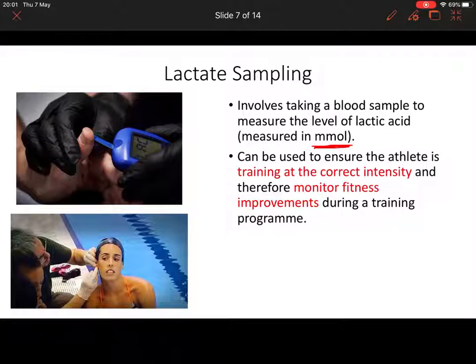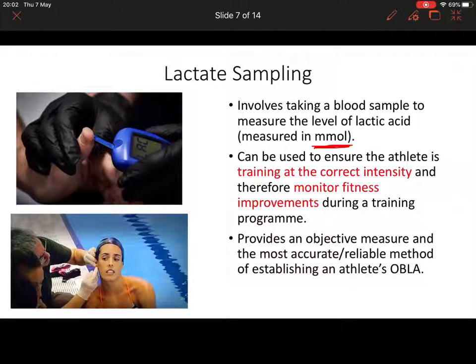If the intensity of the exercise is too high for a performer, so if we talk about this swimmer here, let's say she was doing 15 400 metre lengths at different stages, and she's doing it at too high a pace, she will fatigue much more quickly. So it's making sure that you train at the correct intensity, but also the second bit I've got in red there is it can help monitor fitness improvement. You wouldn't just do this as a one-off thing. If you were looking at an entire training program to monitor fitness improvements for any athlete, lactate sampling is a good measure for that.